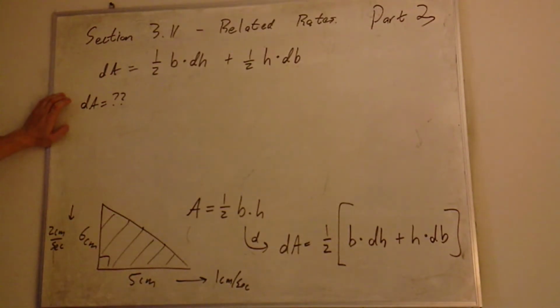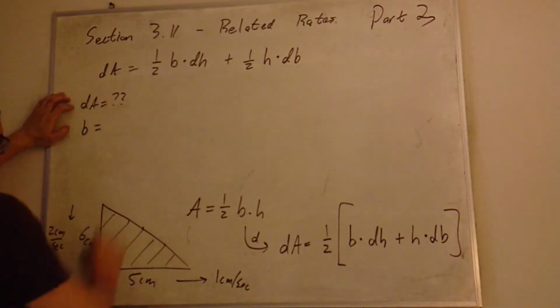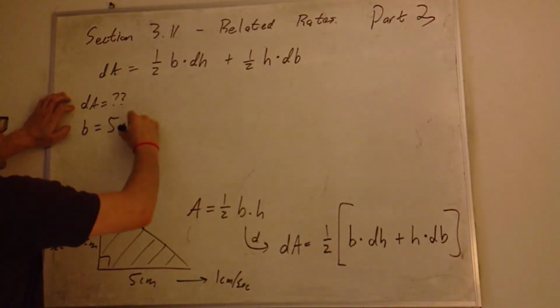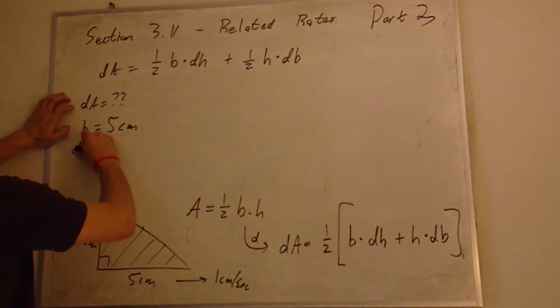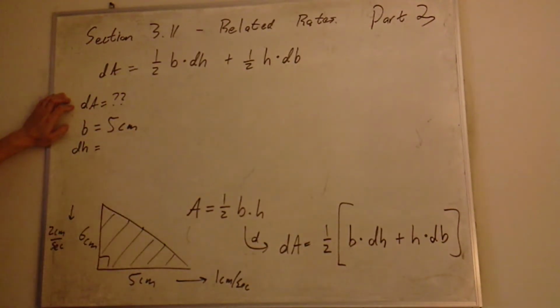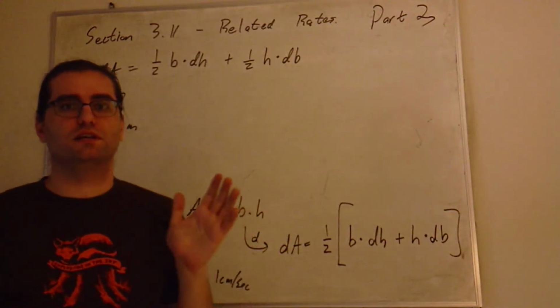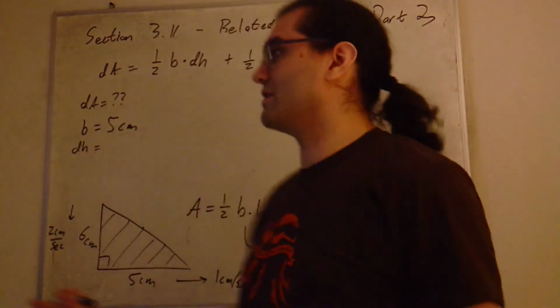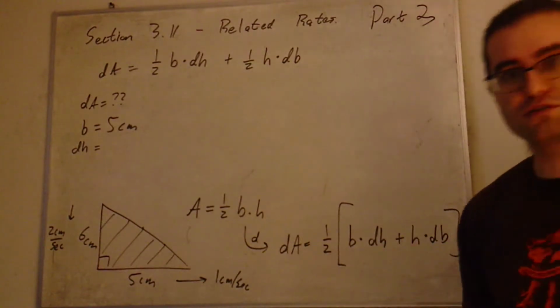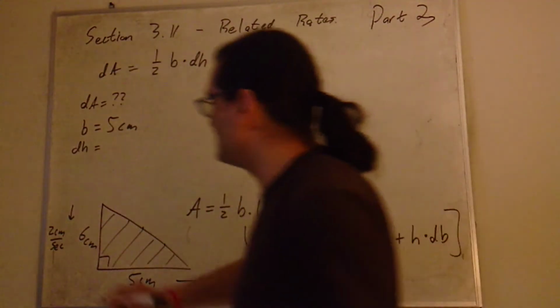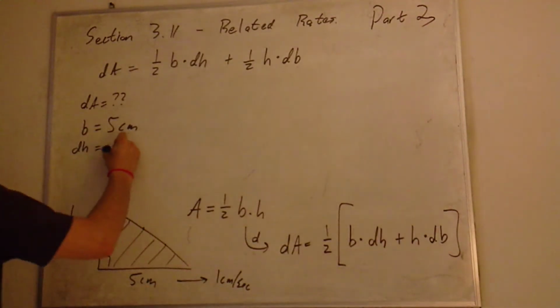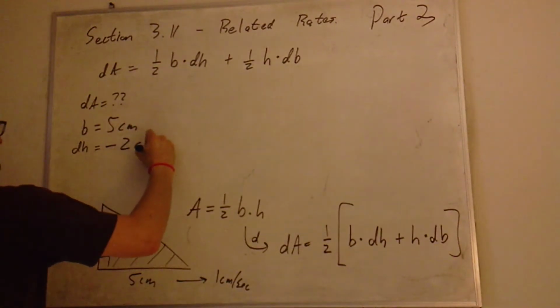That's what the question is asking. How fast is the area changing? The base we know is 5. The change in height is, this is decreasing at 2 centimeters per second. So here's where you have to be really, really careful. And this is a very important point. It's the only time it's going to come up in this video series, so pay very close attention. dh is -2 centimeters per second.